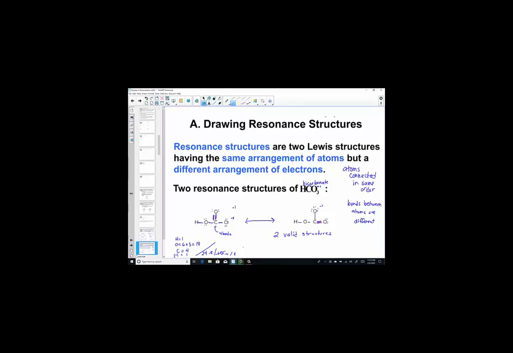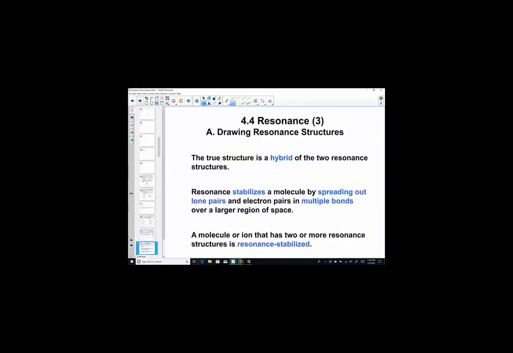Now you notice the atoms are connected in the same order: H, then O, then C, double bond O, C single bond O. They're the same connectivity, but I'm just moving the location of the double bond and moving a set of lone pair electrons. I'm allowed to move electrons. I'm not allowed to move atoms. So which one is correct? Well, the answer is actually both of them are correct.